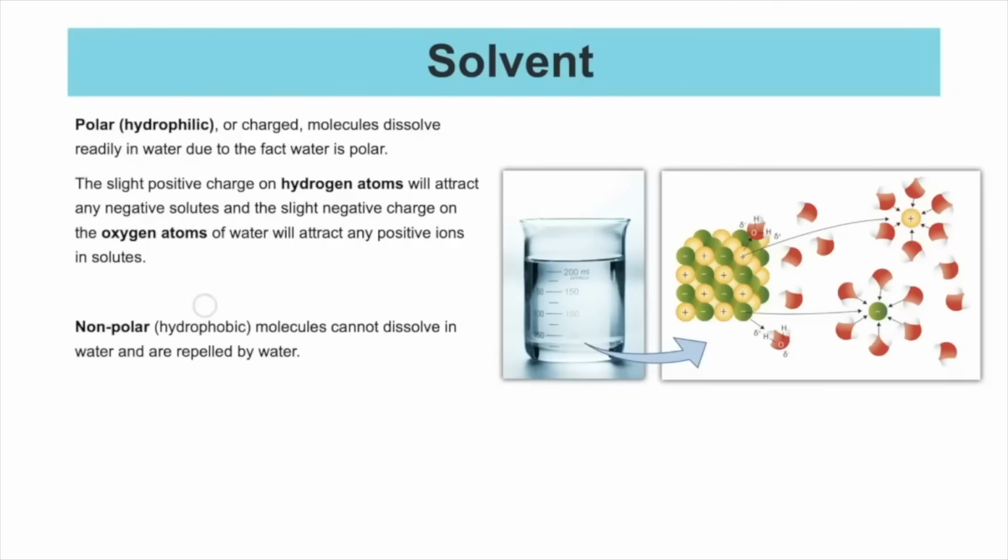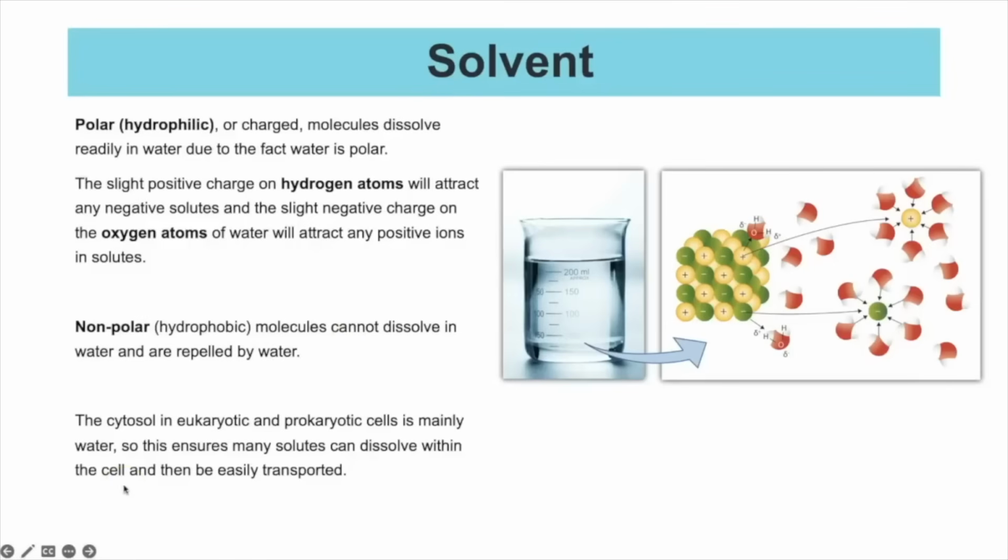So if we think about, for example, sodium chloride, the chloride would be negative, the sodium would be positive, and that is why it dissolves so readily in water. Non-polar or hydrophobic molecules cannot dissolve in water and instead are actually repelled, and that's things like lipids. The cytosol in eukaryotic and prokaryotic cells is mainly water, so this ensures many solutes can dissolve within the cell and then be easily transported, which is why this is such an important property.